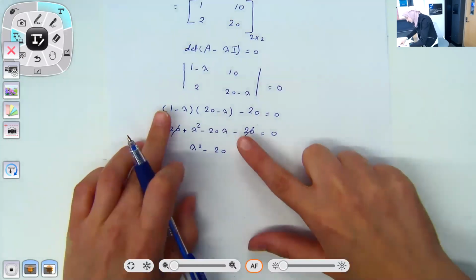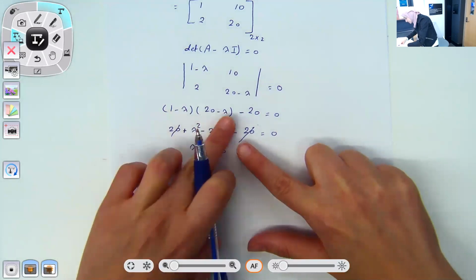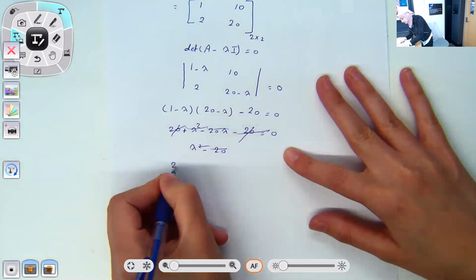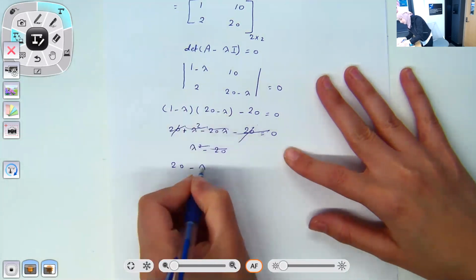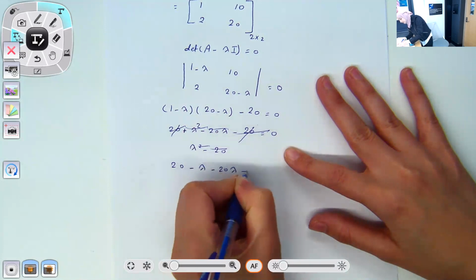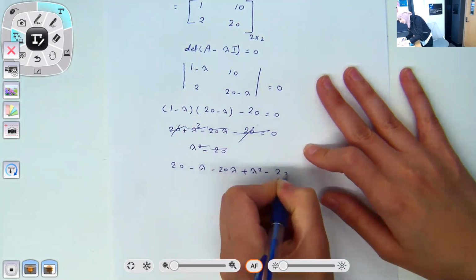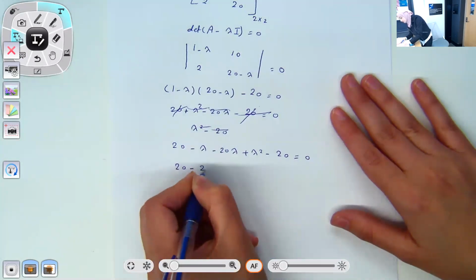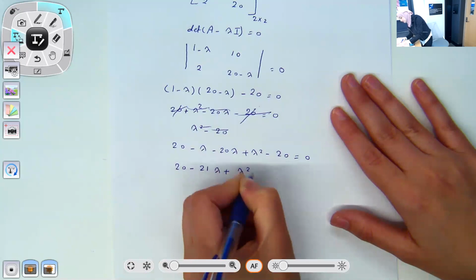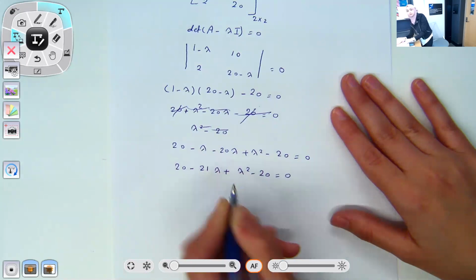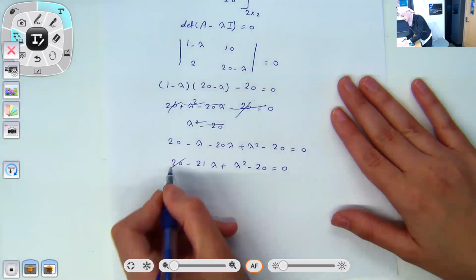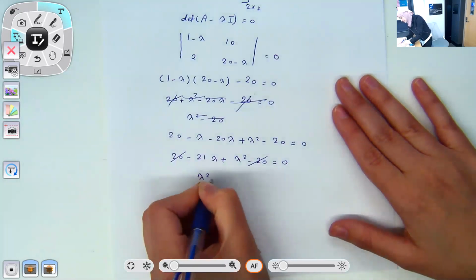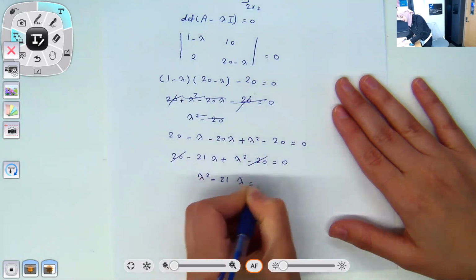Just to be sure, check again. 1 times 20 is 20, 1 times lambda minus 20 lambda plus lambda squared minus 20 equal to 0. So here we have 20 minus 21 lambda plus lambda squared minus 20 equal to 0. Here we have 20 minus 20 equal to 0. So we have lambda squared minus 21 lambda equal to 0.